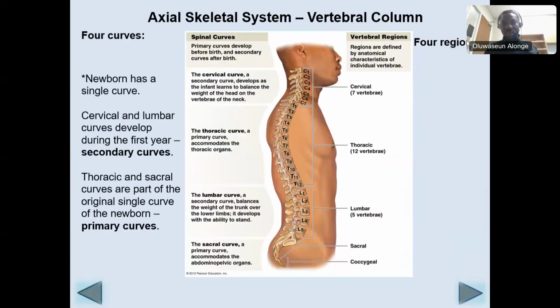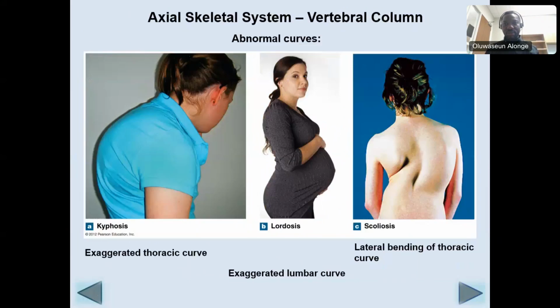All right, so we talked about curves already. I'll just continue. Now, here is when there are abnormal curves. All right, kyphosis is when there is an exaggerated thoracic curve. So you see the thoracic become quite more convex than it is. This is lordosis. Lordosis, every pregnant woman has lordosis. So you see the lumbar become more convex than it was. And here is when there is lateral bending of the thoracic curve.